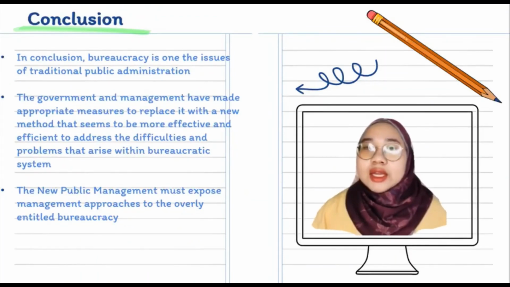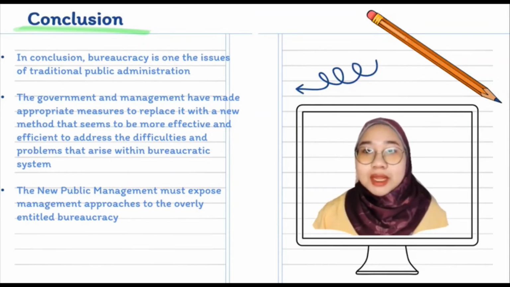In the conclusion, bureaucracy is one of the issues of traditional public administration. Traditional public administration can affect the method of managing and administrating the government. The government and management have made appropriate measures to replace it with a new method that seems to be more effective and efficient to address the difficulties and problems that arise in the bureaucratic system.